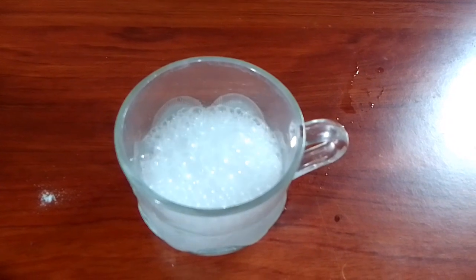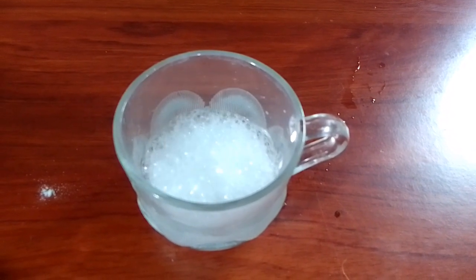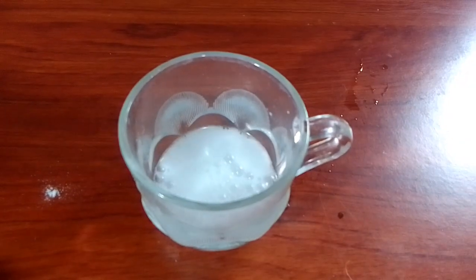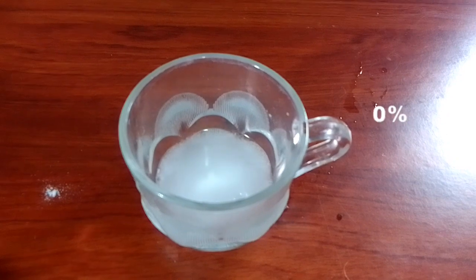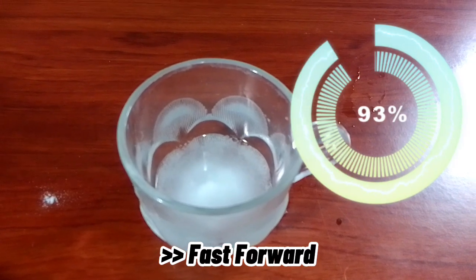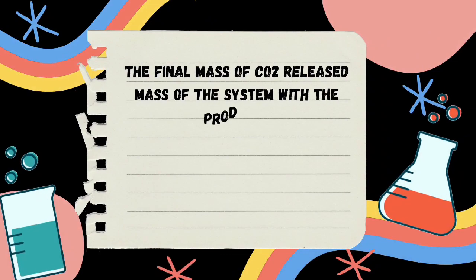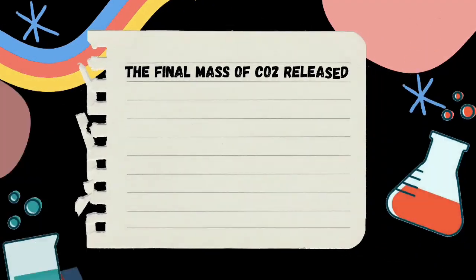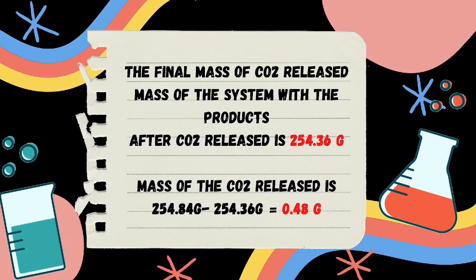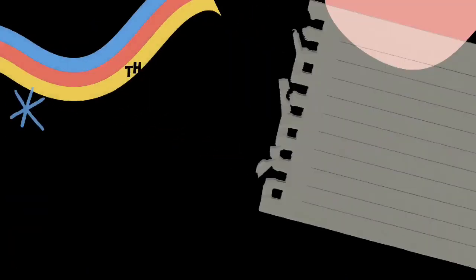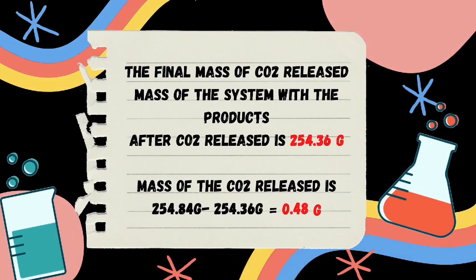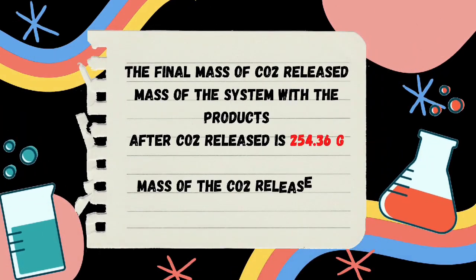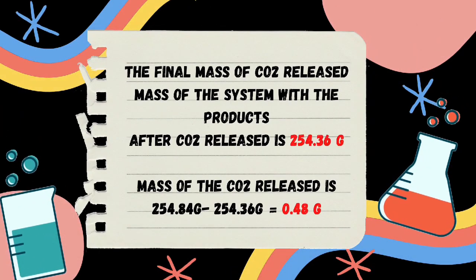Carbon dioxide gas bubbles out of the open system and is released to the surroundings. So, the mass is lost from the beaker but conserved by being released to the surroundings. After a few minutes, we can now determine the final mass of our carbon dioxide released. In order for us to get the final mass of our carbon dioxide, we need to subtract 254.36 grams from 254.84 grams. Thus, our final mass for the carbon dioxide released is 0.48 grams.